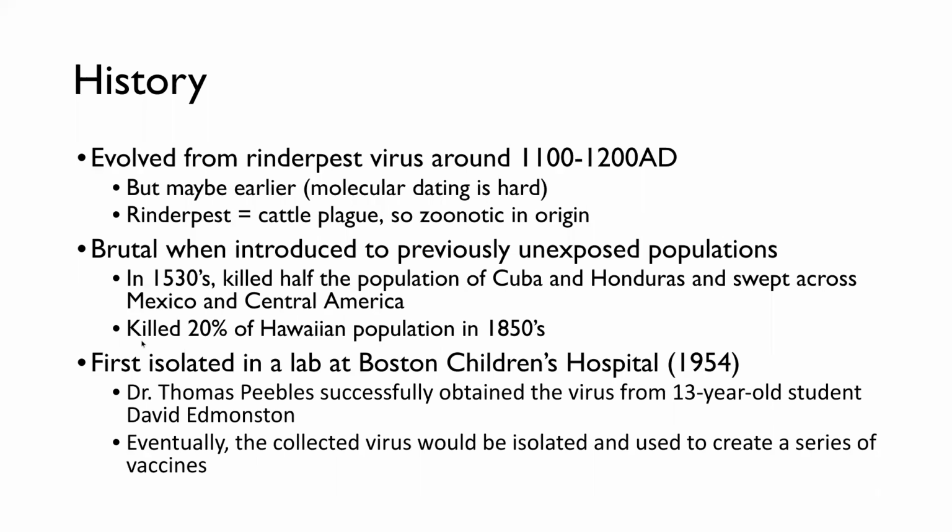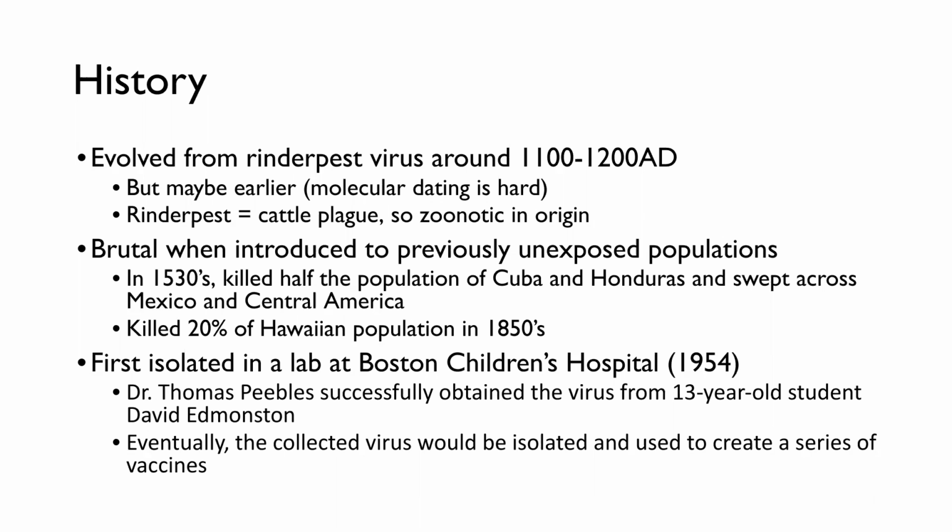Now, the cool thing about measles, and it's just a Boston thing. So if you're not from Boston, this maybe is less cool for you. But it was first isolated at Boston Children's Hospital in 1954 by Dr. Thomas Peebles, and he obtained his virus from a 13-year-old student whose name was David Edmondson. Eventually, all the virus that Dr. Peebles collected would be isolated and used to create a series of vaccines, which we now have improved on, but was one of the most important vaccines that we developed through time. And we're going to talk about vaccines later in the semester, but just to know, the measles vaccine was a huge deal when it happened.